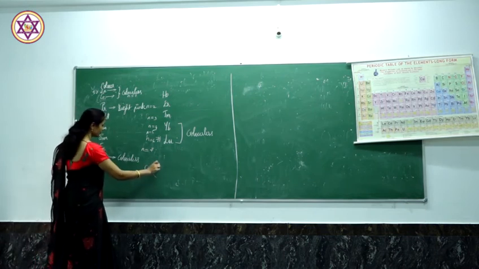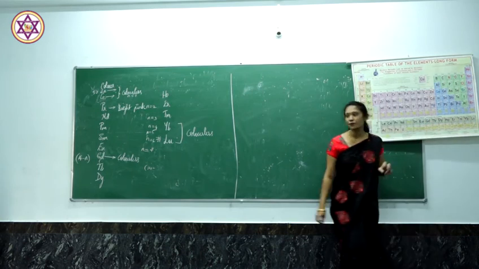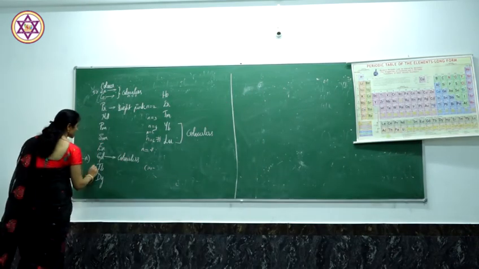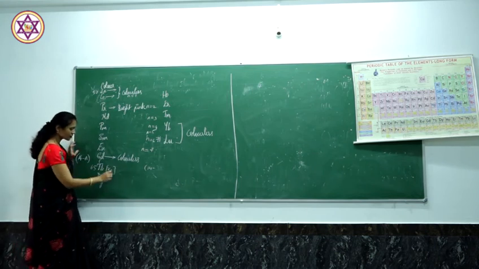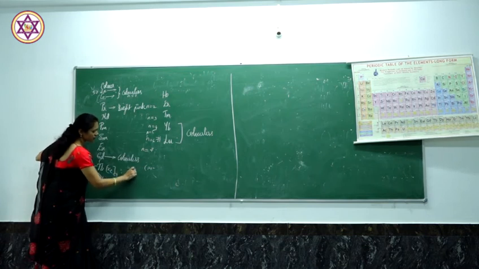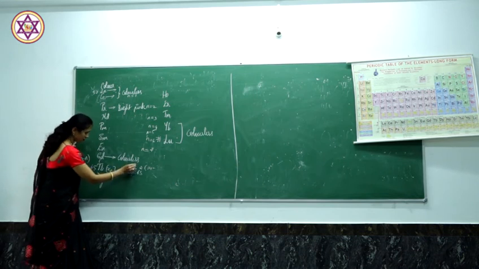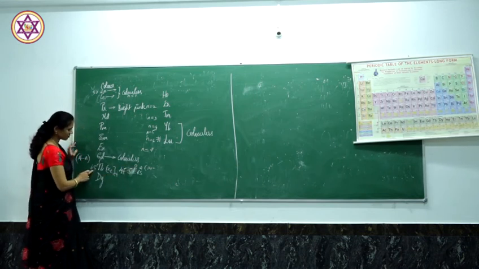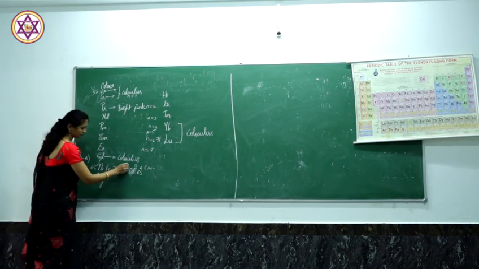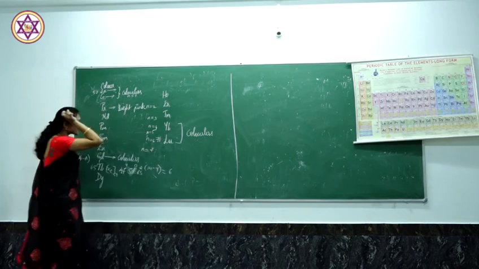For terbium, it has the atomic number 65 and the electronic configuration xenon, which is 54, then 4f, 6s2, 5d. 54, 55, 56 plus 9. 9 electrons are there. 14 minus 9 is what? You will get 5.